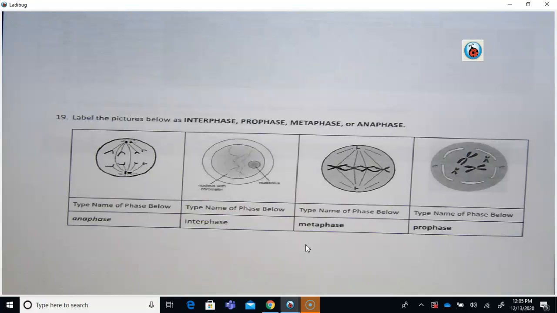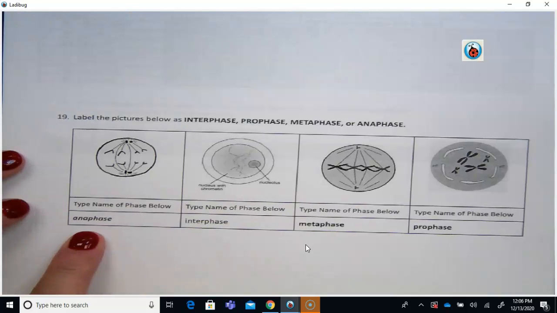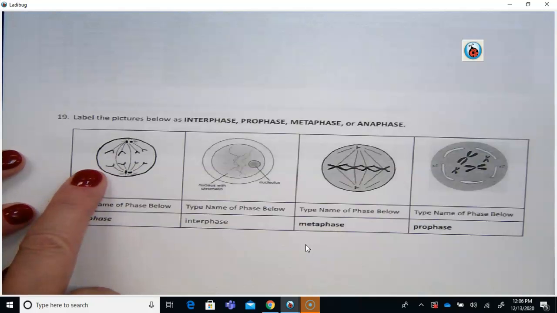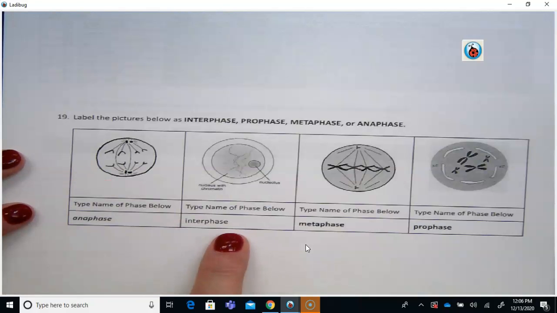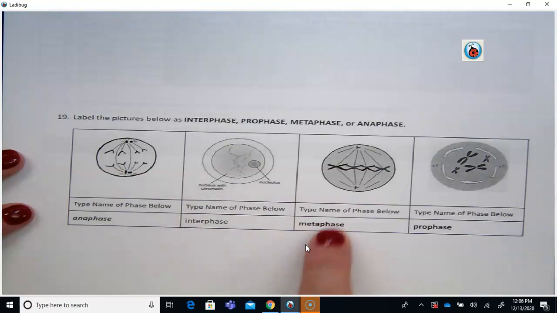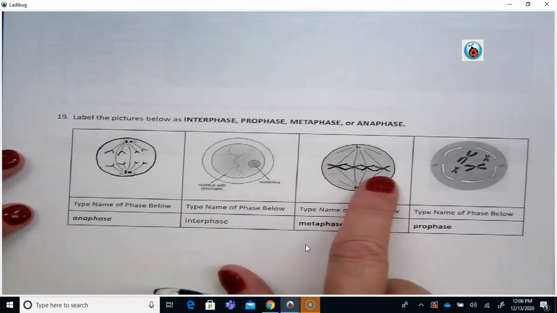You have a word bank: interphase, prophase, metaphase, and anaphase. This first picture is a picture of anaphase. The chromatids are being pulled to opposite sides of the cell. This is interphase. The chromosomes are not visible. The DNA is in chromatin form. This is metaphase. You can see that the chromosomes are lined up in the middle of the cell.